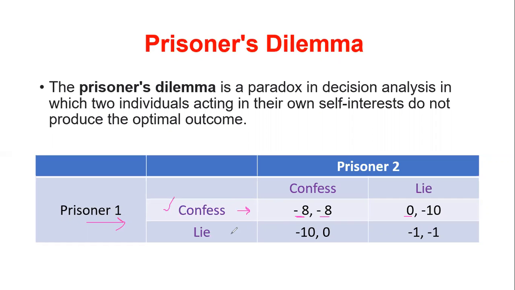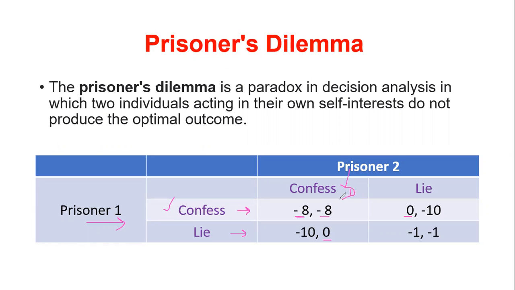What if player 1 lied? Player 2 can think, look, if player 1 lied and if I confess, I would be free. But if I lie as well, then we both have to face these investigations over a period of 1 year, and during this, we'll be in lockup. So, the best choice for me is to confess. This is the dominant strategy for player 2.